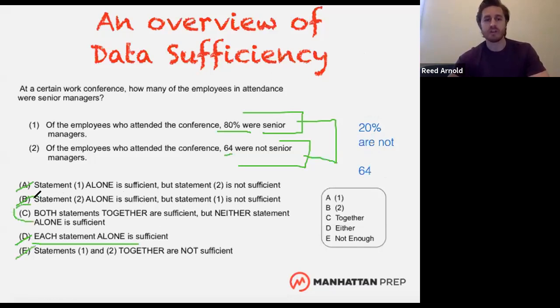And so I would know if I knew 80% were senior managers and 64 were not, I know that that's enough information to answer the question that is asked. So the answer here would be C.